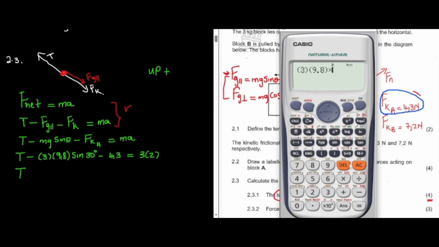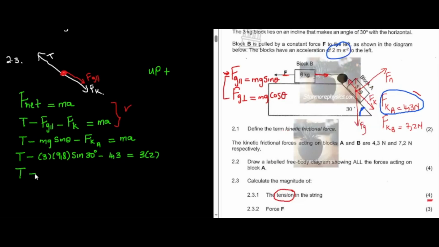And then this is multiplied by the sine of 30. Right, equal sign. So the answer that we get, remember, we need to subtract that 4.3. So minus 4.3. And this gives us 10.4. So this will be 10.4. Okay, so this is minus 10.4. It's equal to 3 times 2, that's 6.